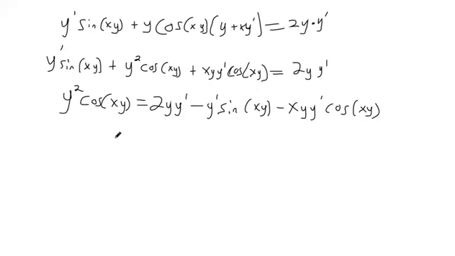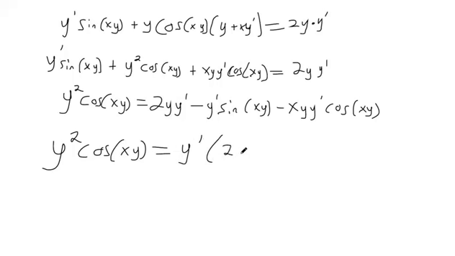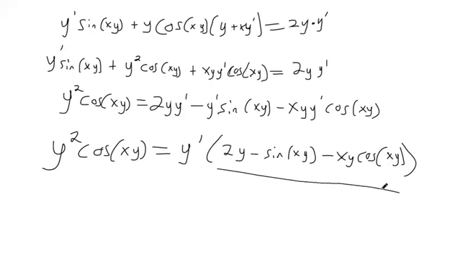Okay, we just moved those terms to both sides because now we can factor out a y prime from both sides. So y prime gets factored out, and in parentheses you're left with 2y minus sine xy minus xy cosine xy. And then we want to just divide this from both sides to finish getting y prime by itself.